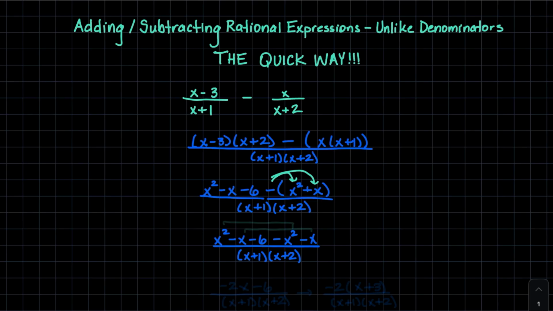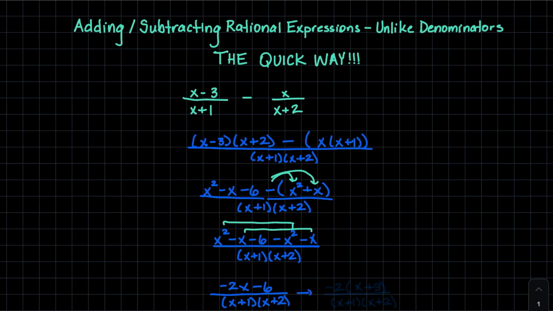Okay, and my numerator, x squared and negative x squared are like terms, and they equal 0. x squared minus x squared is 0. Negative x and negative x is negative 2x. And then negative 6 doesn't have anything to combine. All over x plus 1, x plus 2.